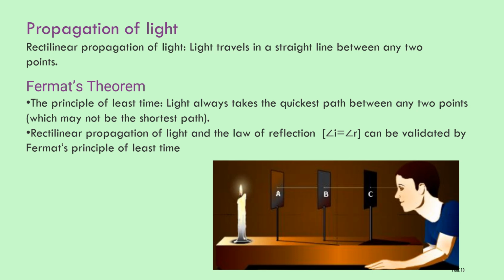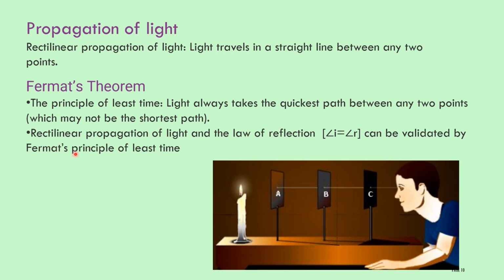Propagation of light, rectilinear propagation of light. Light travels in a straight line between any two points. Always light travels in a straight line. That type of propagation we call rectilinear propagation of light. Here observe this example. Here we have taken three cardboard sheets. We make a hole in a straight line. With the help of these holes, you can see the flame of a candle. From this you can conclude that light rays always follow a straight line. This we call rectilinear propagation of light.